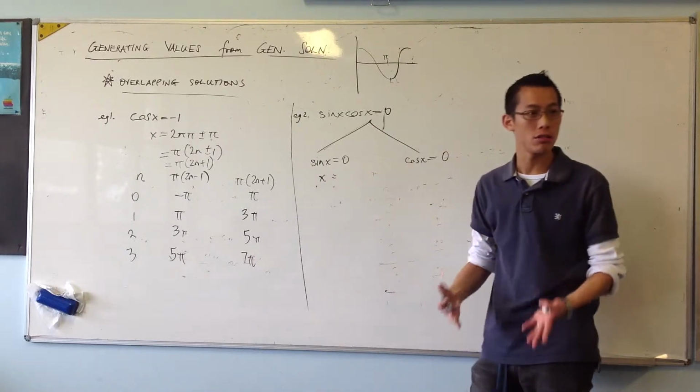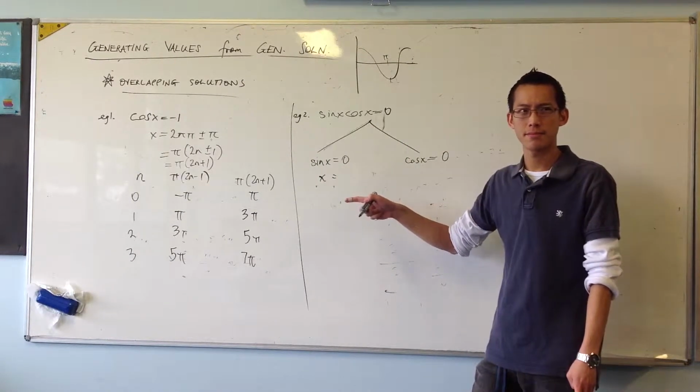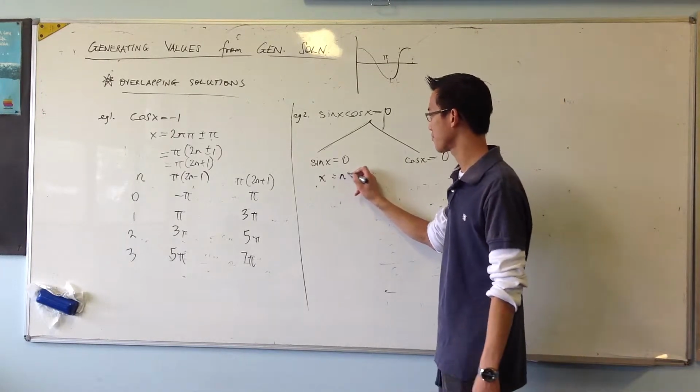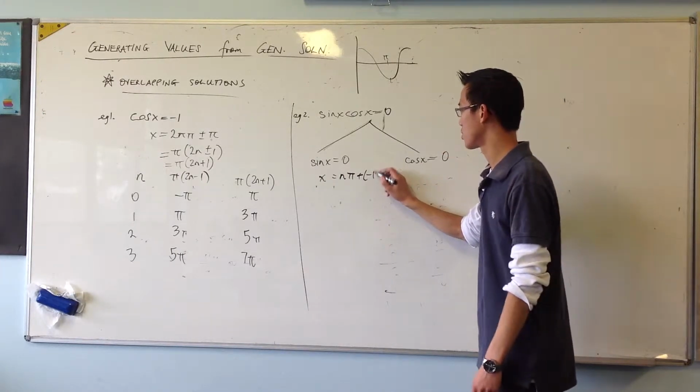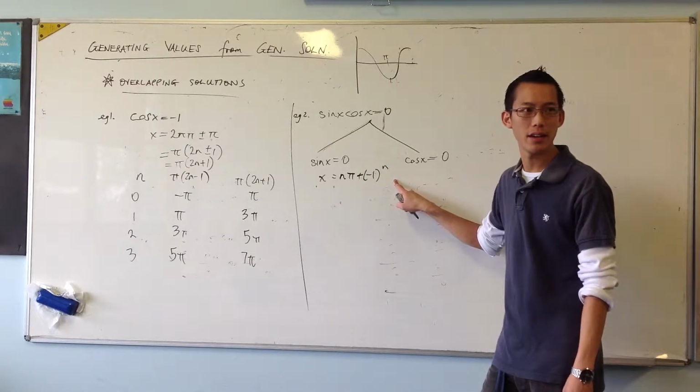Each of these has its own general solution, right? General solution for pi is n pi plus switch. Okay, and what's our related angle going to be?